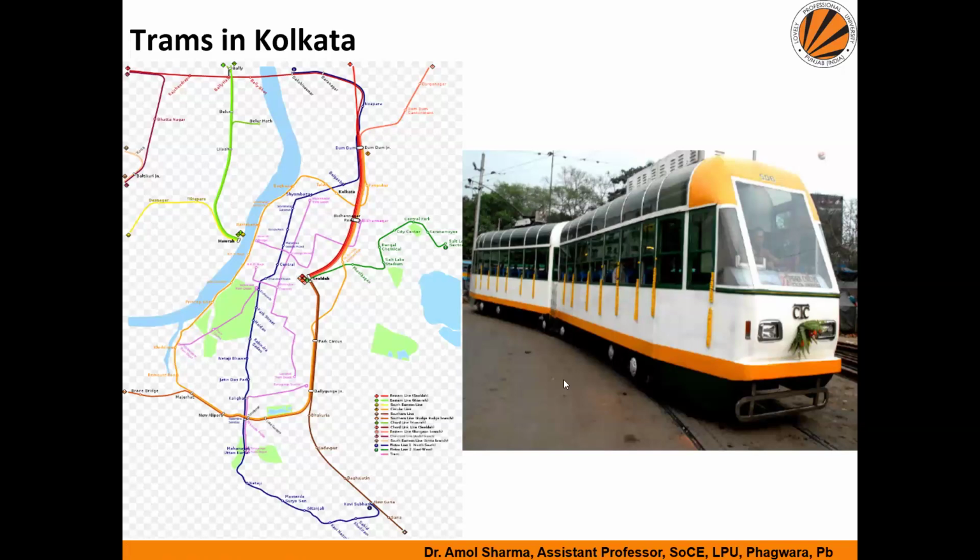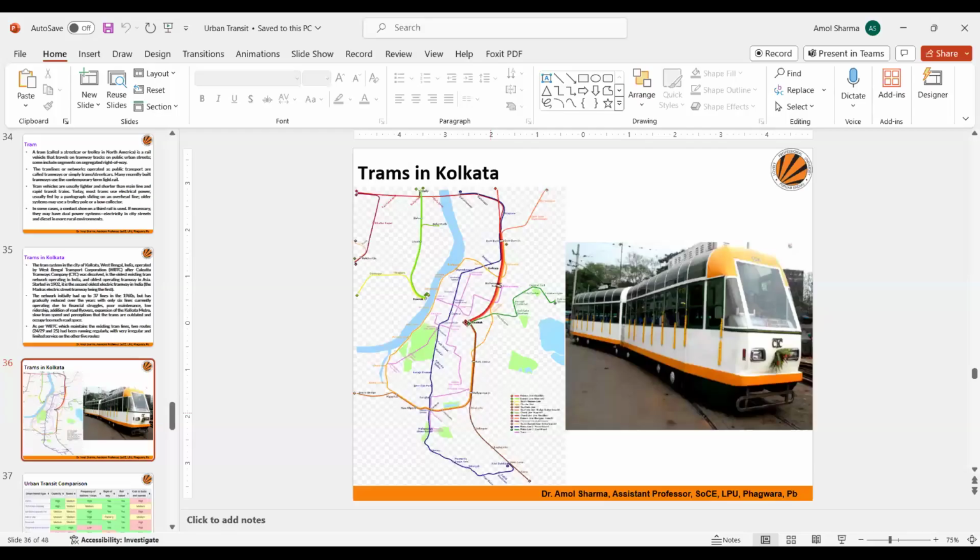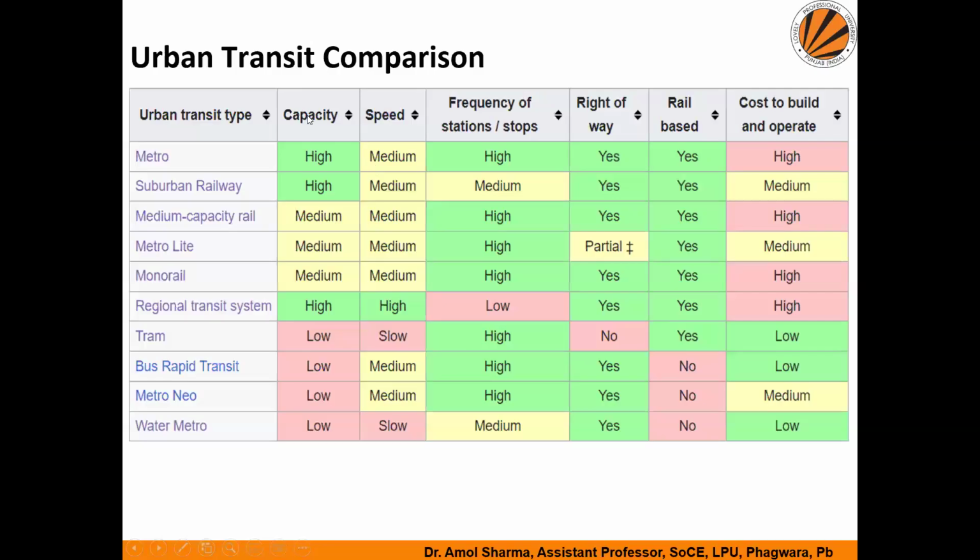Now, I'll just finish off by comparing the characteristics of all these rapid systems. The characteristics are based on their speed and capacity. Eventually, it will depend on the frequency of stations and stops, the right of way, and whether they are rail-based or not.